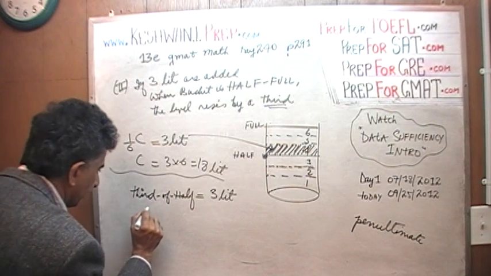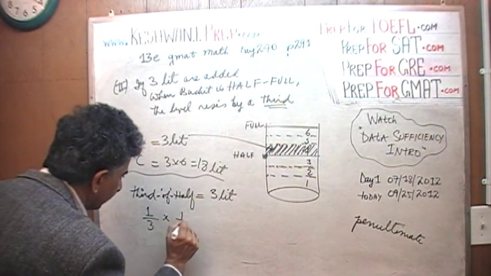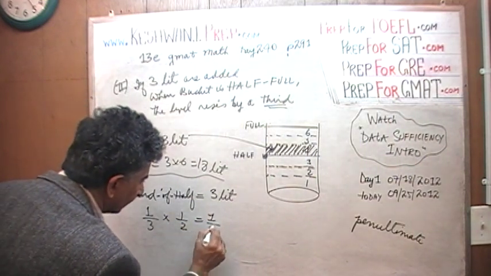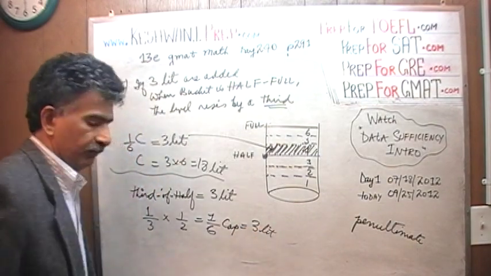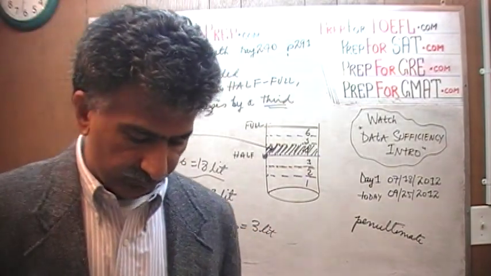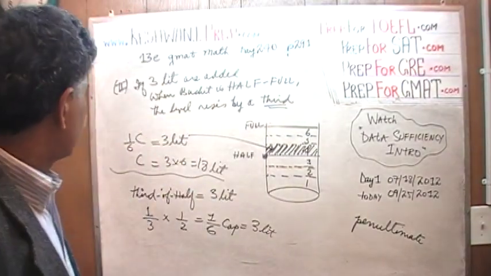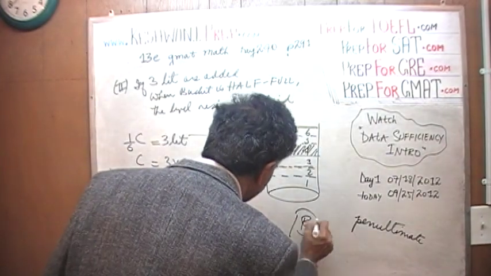A third of half, you will write it like this. A third of means multiply. Half. A third of a half is the same as a sixth. A sixth of the capacity represents 3 liters. If a sixth of the capacity is 3 liters, obviously the entire thing is 3 times 6 or 18 liters. Therefore, the second method actually does the job beautifully. The answer is B. The answer is B.